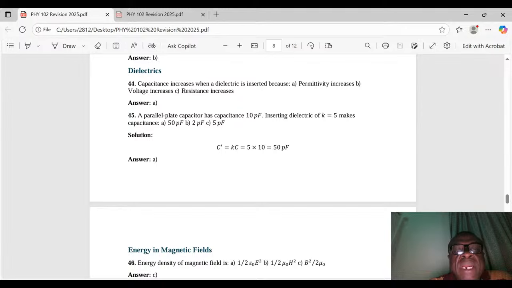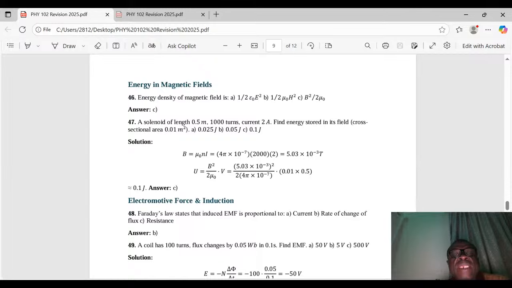45. A parallel plate capacitor has a capacitance of 10 picofarad. Inserting a dielectric of K equal to 5 makes capacitance A 50 picofarad, B 2 picofarad, C 5 picofarad. So we have C prime equal to Kc, and that will give us 50 picofarad.